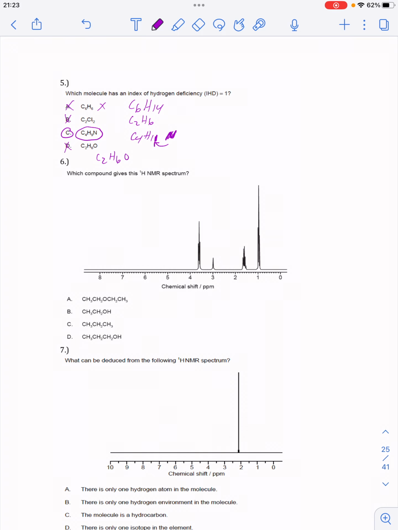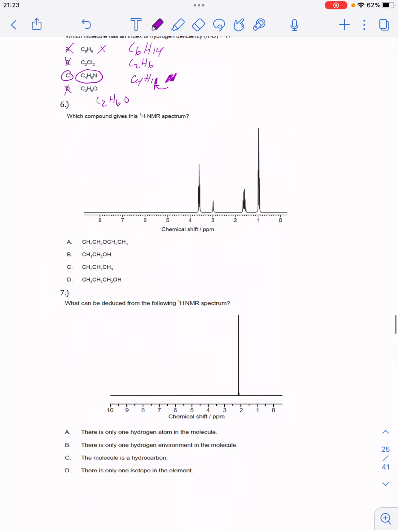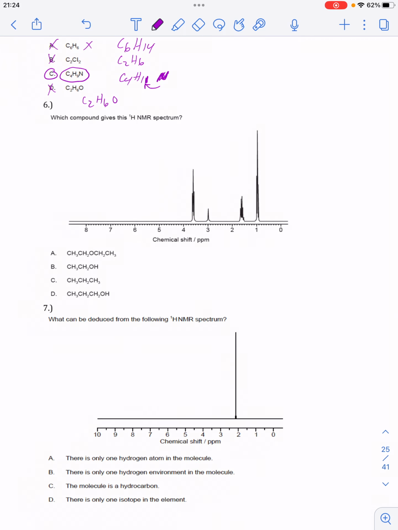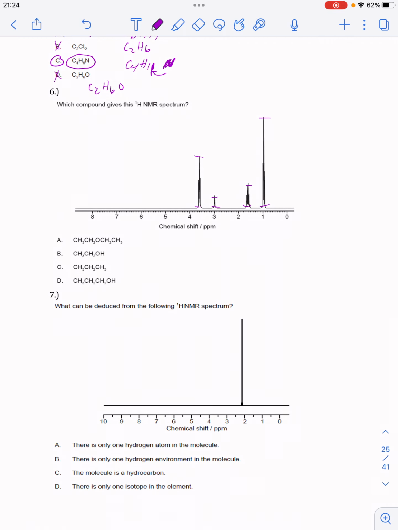6. Which compound gives this H NMR spectrum? Okay, so I can tell that there's 4 different hydrogen environments, and let's just start there. You can get into estimating about how tall they are to try to get a sense of how many hydrogens are in each environment, but let's see if we can just do it based on 4 different environments.